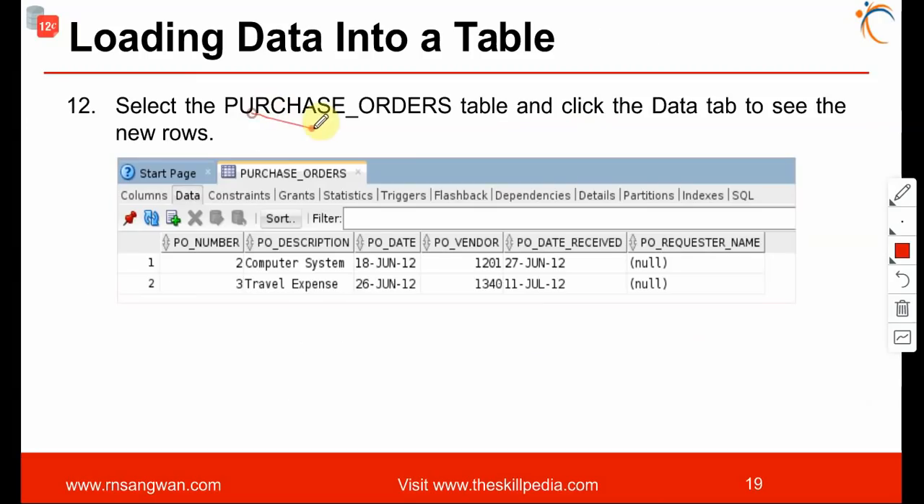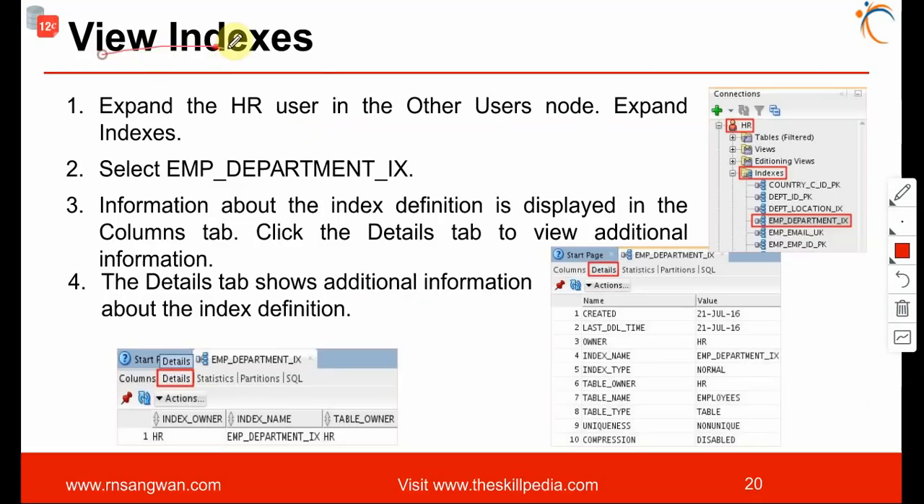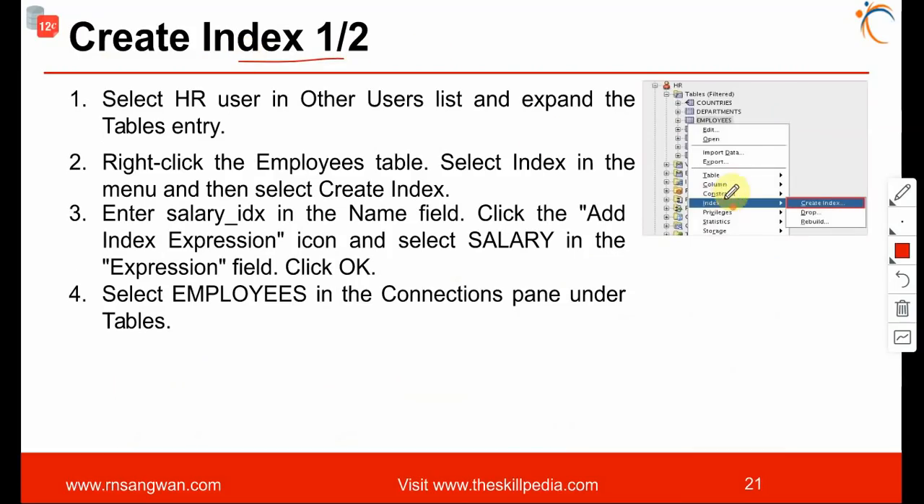So select the purchase order table and then you will be able to see there are only 2 records in that sample table, but they will be imported successfully. Then view indexes. Go to the indexes, HR schema, indexes, you select the index name and you see the details. Creating an index, similarly, click on that index and then right click and create index.